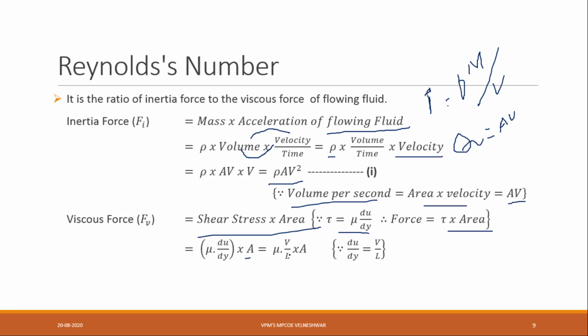Now here, what is du? Du is nothing but velocity. Dy is nothing but some length. That's why I am taking here mu into V by L into area.